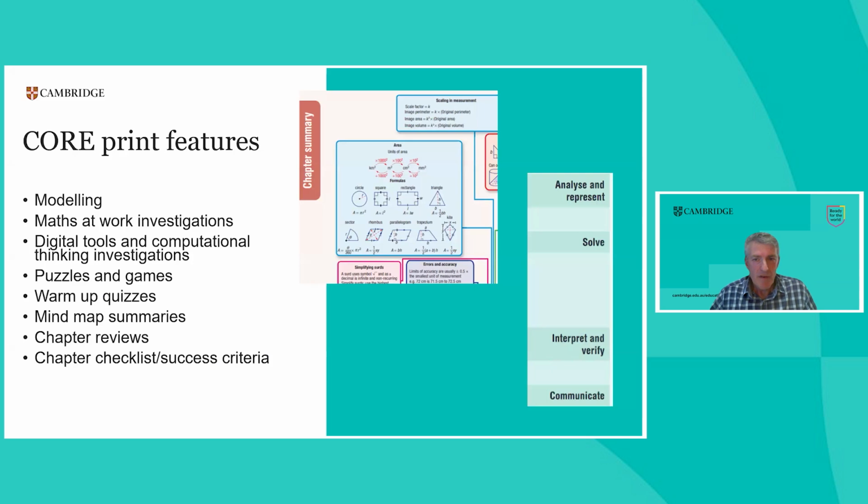In terms of the print version, these are some of the features which you'll be encouraged to have a look at if you have time. So we have the modelling activities which have been updated for WA. The Maths at Work investigations are still there. We have a new digital tools and computational thinking investigation. Puzzles and games, the mind match summaries, chapter reviews, all these things like the success criteria, which is new actually as well. All these features are in the print version.